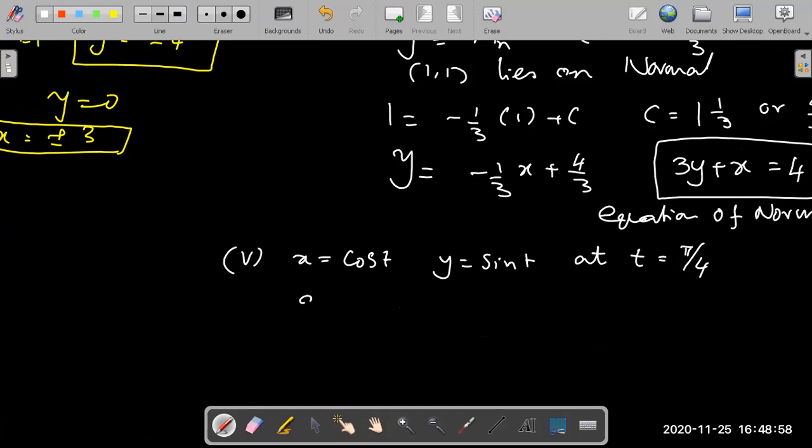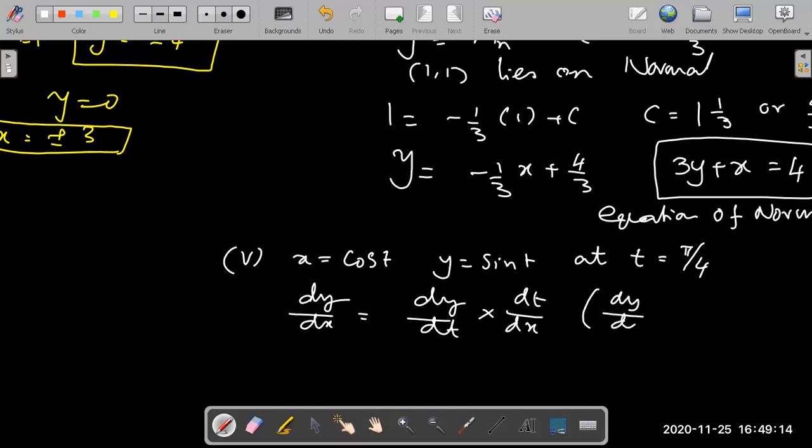So first thing, dy by dx is equal to dy by dt multiplied by dt by dx, because it's parametric. Or you can also write dy by dt divided by dx by dt. So we get dy by dt is cos t, and we divide by dx by dt, which is minus sin t. So you'll have minus cot t.